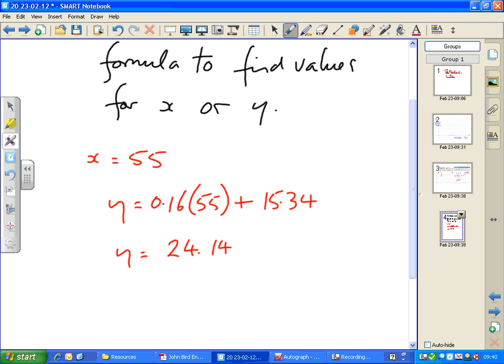And you remember for this example, x was the temperature, so that means a temperature of 55 degrees, and y was a volume, so that means the volume is 24.14, whatever units we're measuring the volume in. For that particular example, I think it was cubic meters.